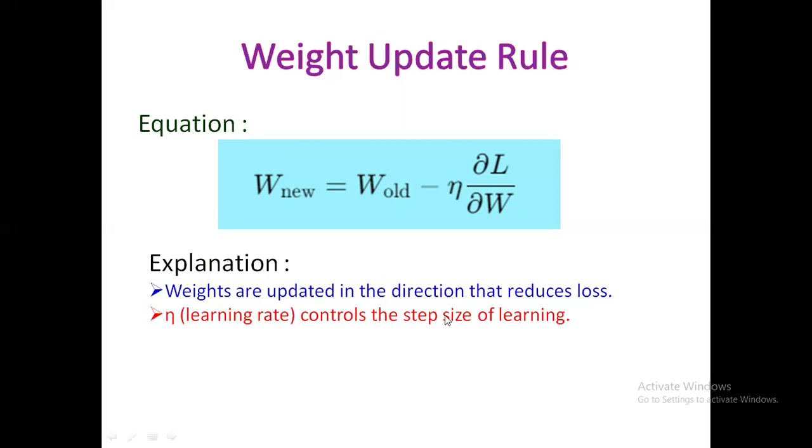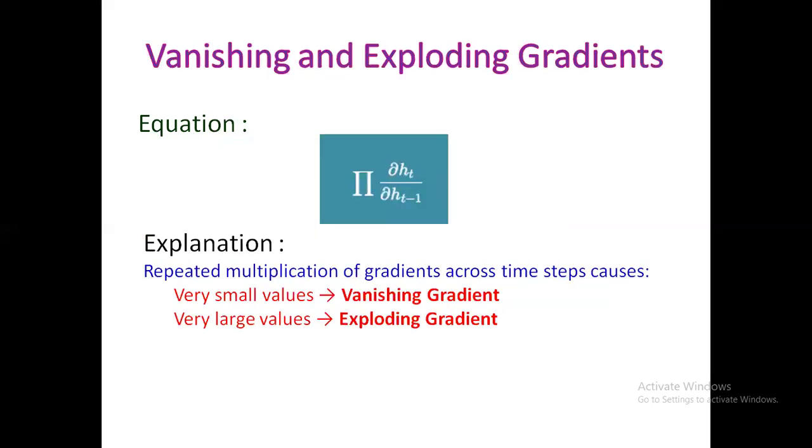The example for this case is, when a student notices poor marks, they don't suddenly study all night every day. Instead, they slowly change their study habits step by step. The learning rate works like this. It controls how big each improvement step should be.